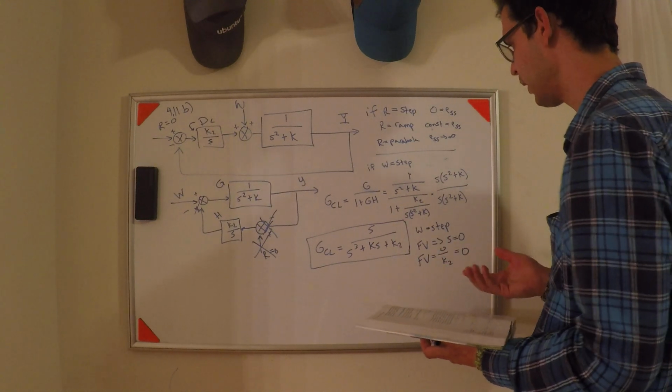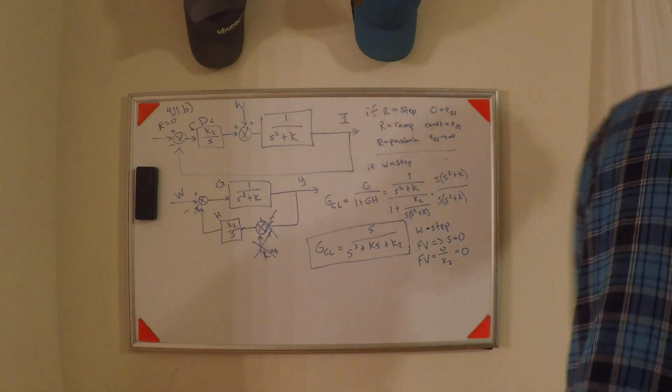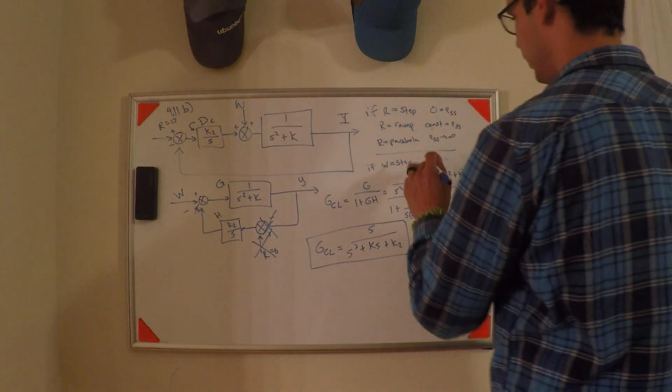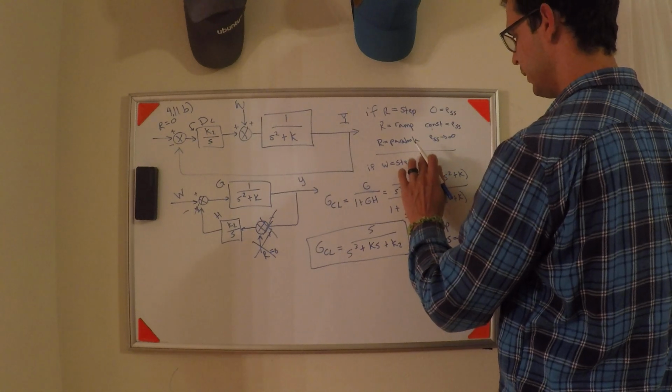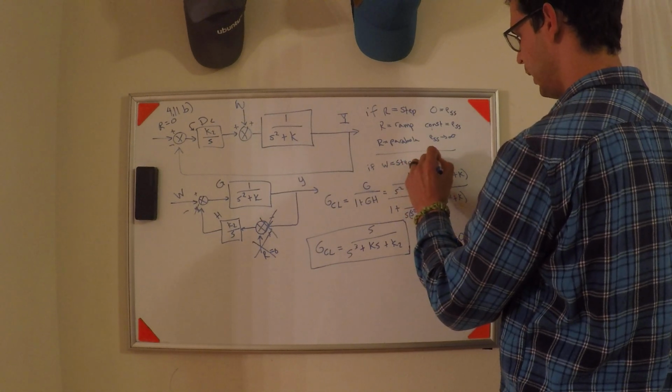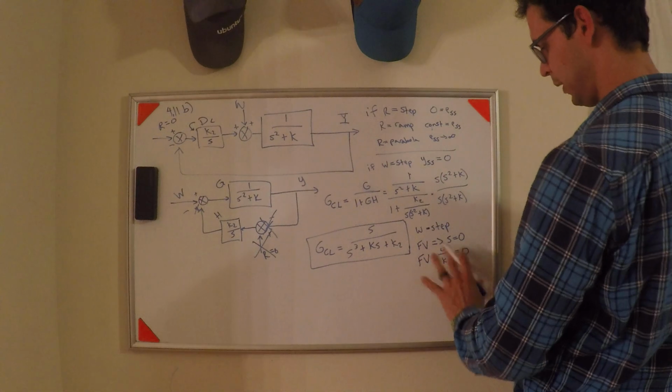I'm going to say the final value, right? Yeah. I want to know what X steady state, or in this case Y steady state is. I forget what the book says. This is what I want. I want the Y steady state to be 0, and in this case it is.